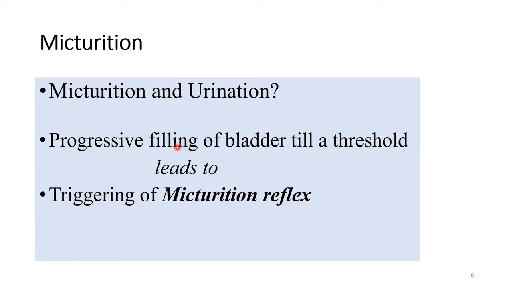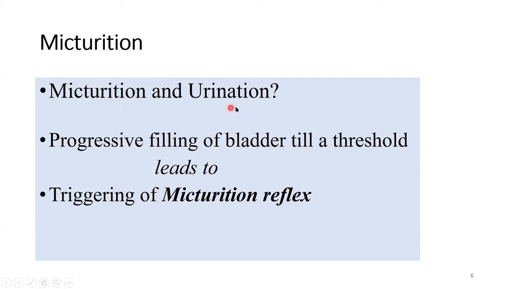Obviously, this want will increase, which will duly be messaged to the higher areas as that feeling of wanting to go to the loo and void and get this urine out that we get when the bladder is now relatively full. However, urination will not happen. Micturition, you can't control. It's something that is inbuilt in the wall of the bladder, the detrusor. We'll talk about this. How is it a hardwired spinal reflex? And it just happens. You fill the bladder, it will give you micturition reflex.